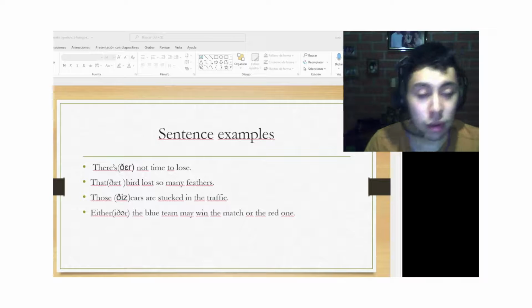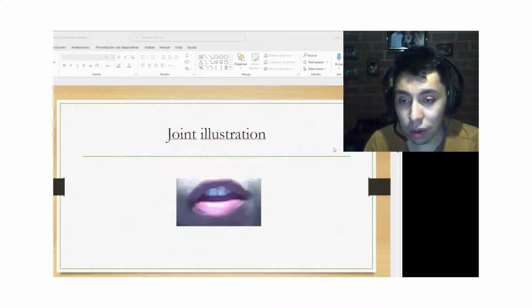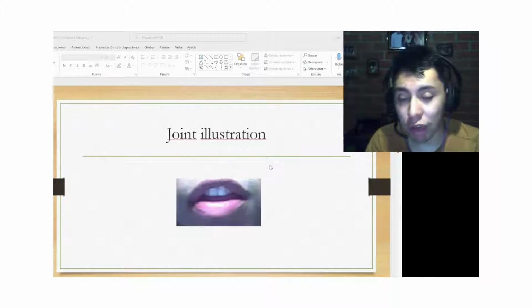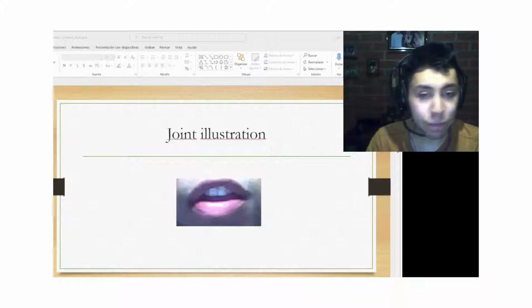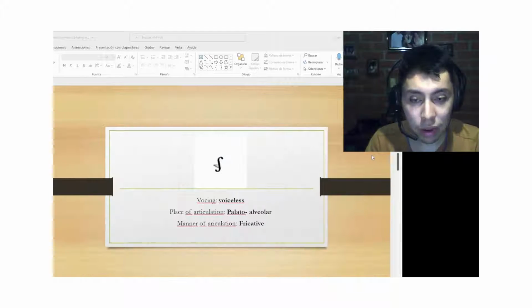Alright, so now we are going to continue with the next symbol. Sorry guys, this is the joint illustration of how to carry out the pronunciation of this symbol. So remember that it is v, v, v, v. Alright, now we are going to continue with the other one.